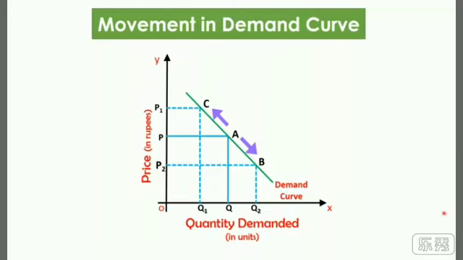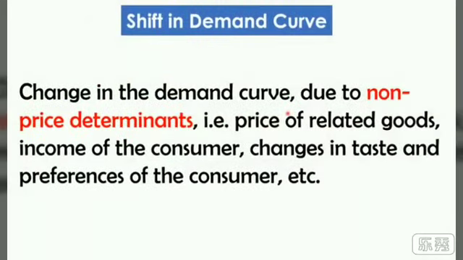Now let's discuss shift in the demand curve. When the demand of a product or service rises or falls due to change in the factors like income of the consumer, price of related goods, consumers' expectations, changes in taste and preferences of consumer, etc., then there is a shift in demand curve. So shift in demand curve is caused by non-price determinants.